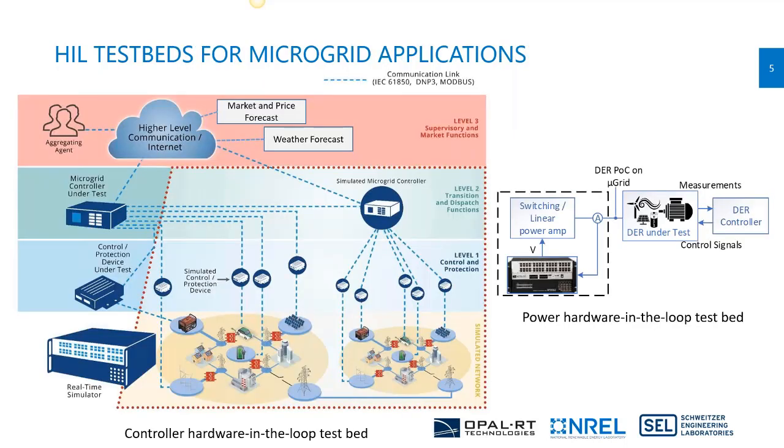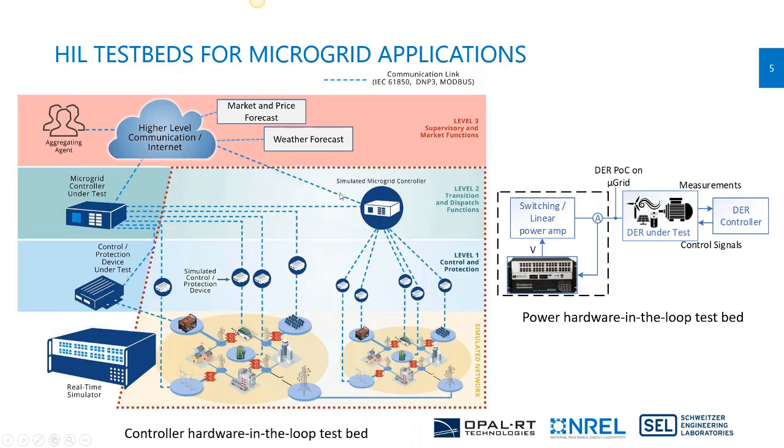Next, I'll show you two possible test beds. One is controller hardware in the loop, where we are able to test different levels of control functionality of a microgrid control system. So the microgrid itself would be modeled and simulated on the cores, and you'll have the first level of control, which includes local control and protection devices. You could either simulate those local control and protection devices or have an actual hardware of control and protection device connected to the real-time simulator.